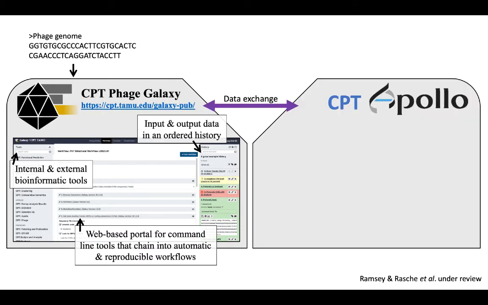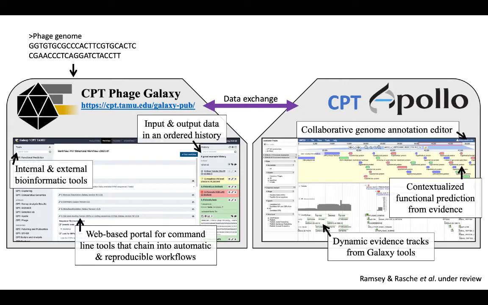Then, in the bridge between Galaxy and Apollo that was originally developed by Helena here at the CPT, we exchange data and move this information into Apollo, where we help individuals navigate through the use of Apollo, including the turning on and off of annotation tracks shown here on the left.